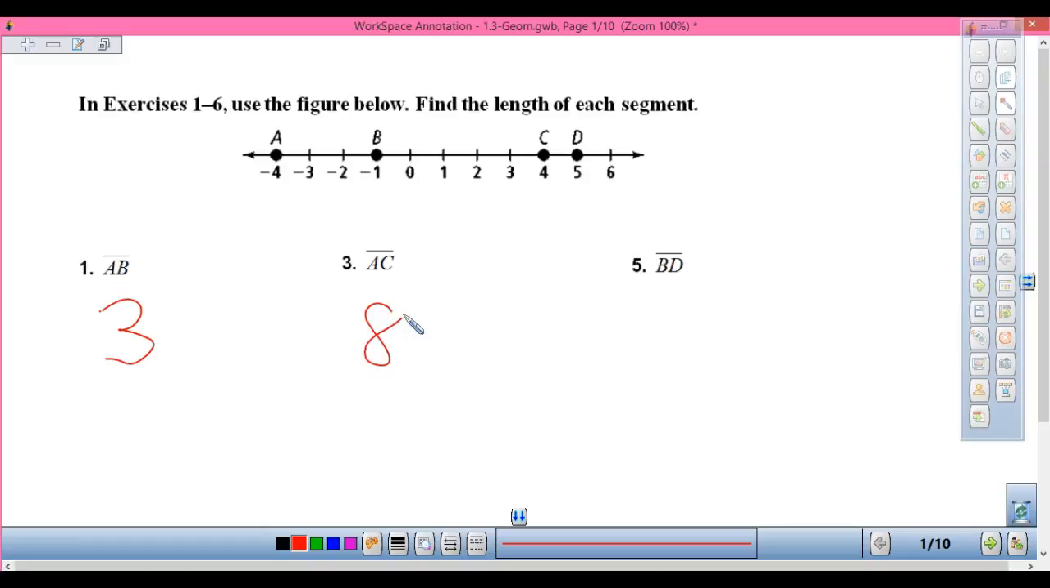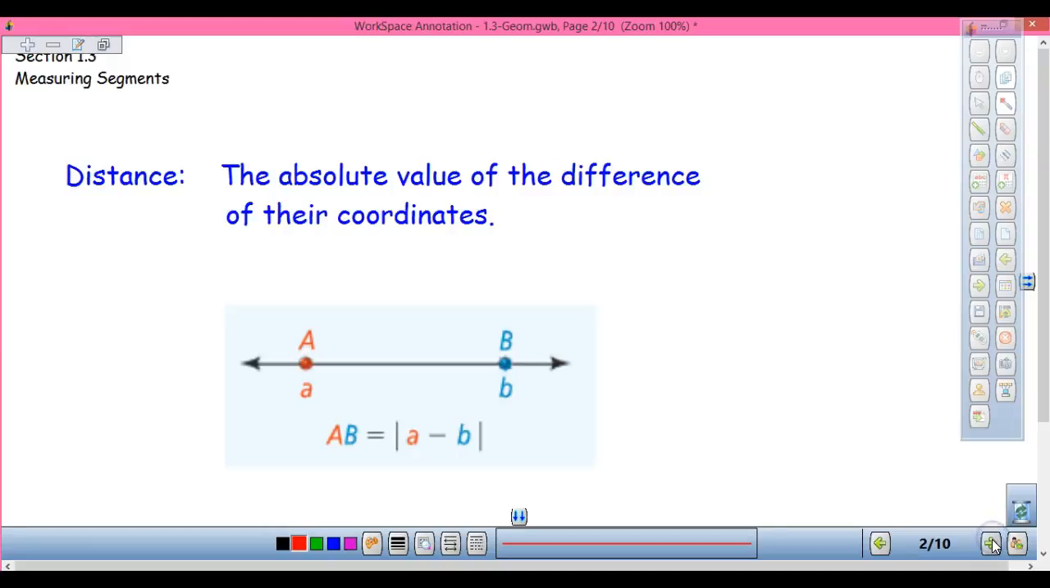And C to D, from -1 to 5 is 6. So far, so good, right? Hopefully, questions on how we got those distances? No. Good. All right. So, how we can do this is we can always take the absolute value of the difference. So we can take A minus B, but make sure that it's the absolute value. What does it mean when I say the absolute value of it?